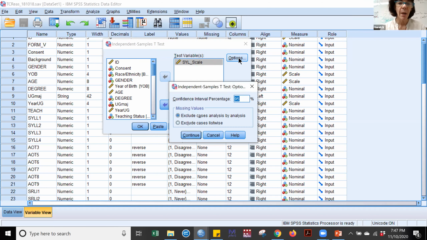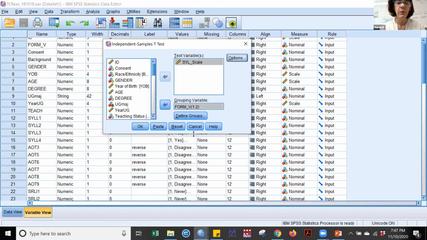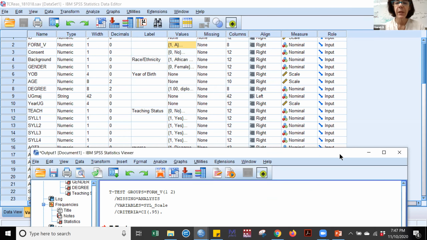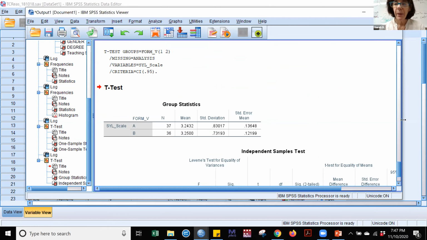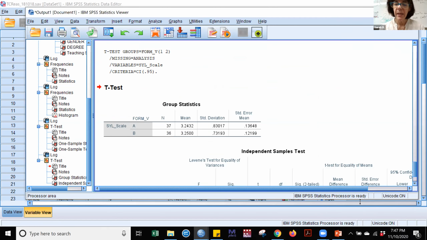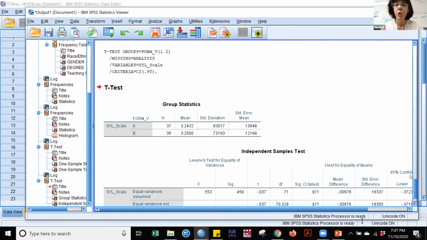I'm going to check my options. It's always a good idea to check your options. Again, I have the confidence interval that I can manipulate, and I'm only doing one analysis in a case where there's no missing data. So I can just continue from there. And now I can just say okay, and my output comes up. The independent samples t-test is nice because just by default, without having to choose any special options, it gives you pretty much everything you might want. It tells you how many people responded to Form A versus Form B on the syllogism scale.